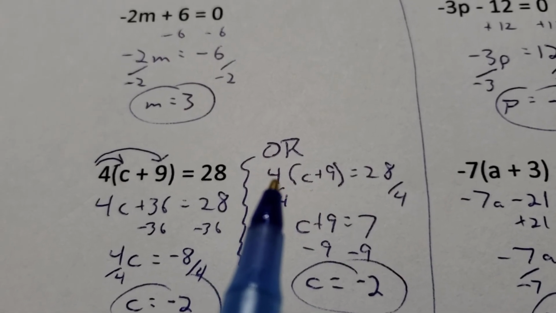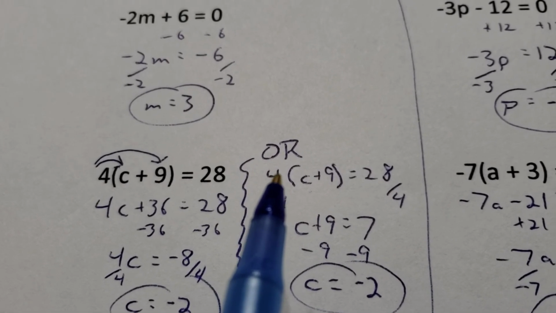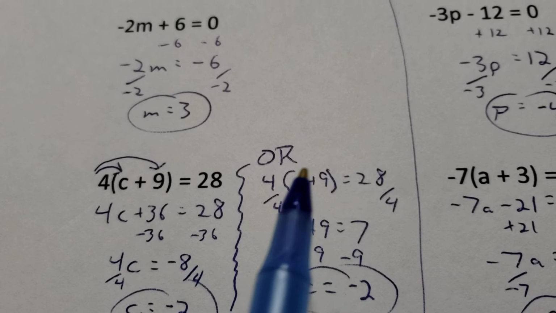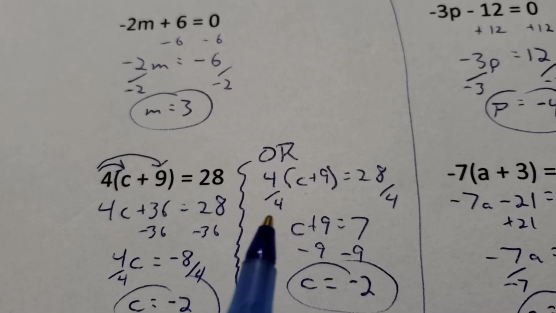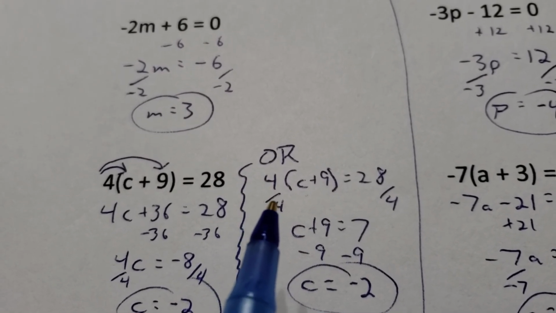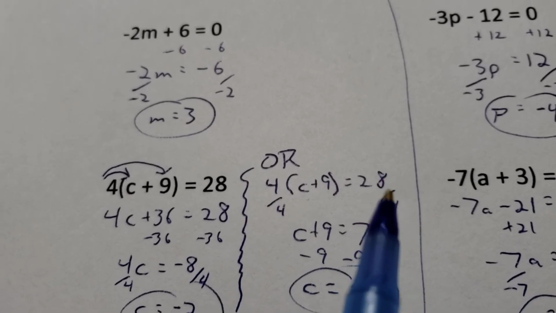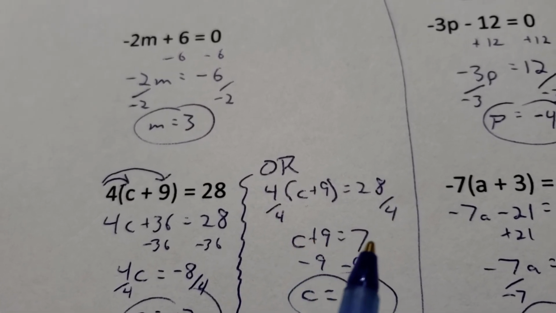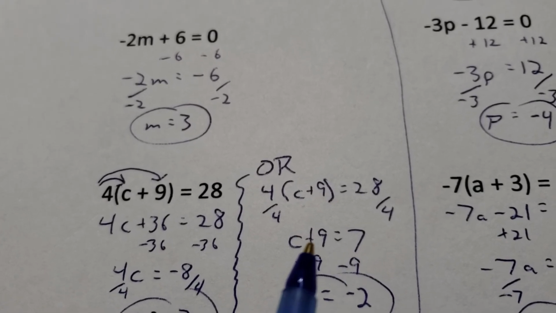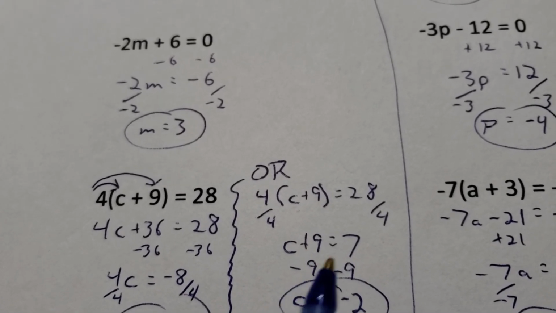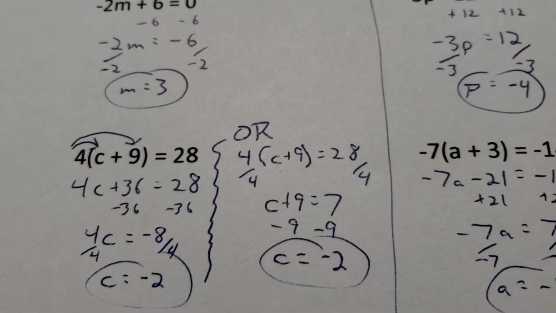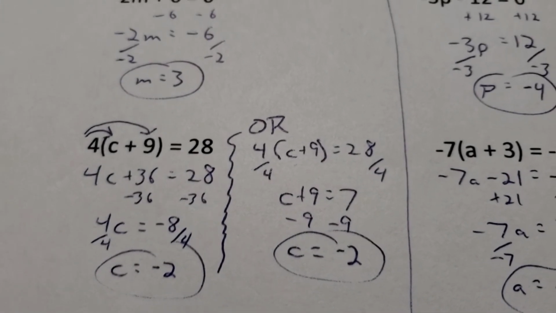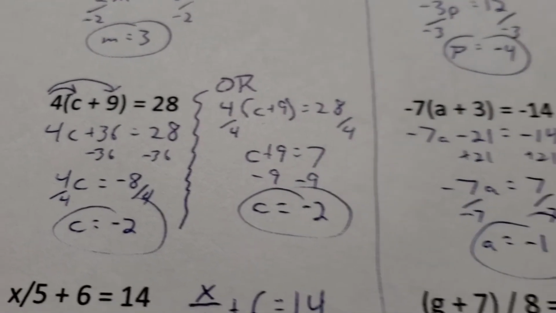Now there's a different way to do this problem. Instead of distributing first, because it's technically 4 times the quantity of c plus 9, what if I divide by 4 first? Divide by 4 clears out that times 4. I won't have to distribute. Divide by 4 here, and I get a 7. Now I'm left with c plus 9 equals 7, and instead of a plus 9, I minus 9. Minus 9 leaves me with a negative 2. We know negative 2 worked on the other side also. So there's 2 different ways I could have done that.